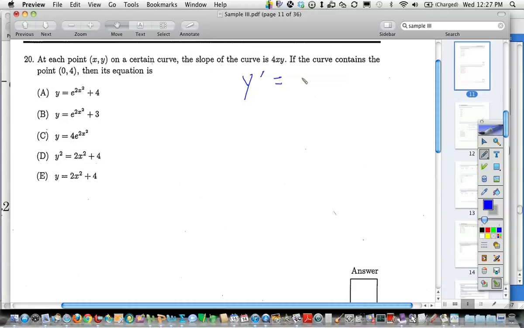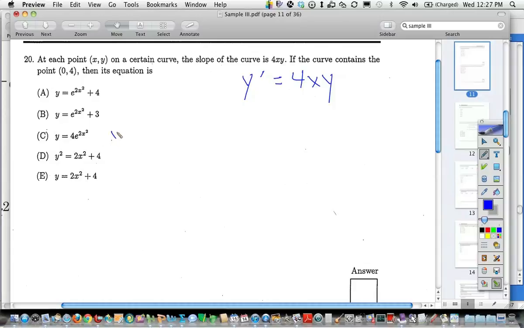They tell you the slope of the curve, which would be y prime, is 4xy. So there's a differential equation. They give you an initial condition. We will learn in Chapter 7 how to solve this one and get one of those answers. But the way it stands right now, you could do the derivative of each of these and see which one fits in. And you say you got C as the answer?